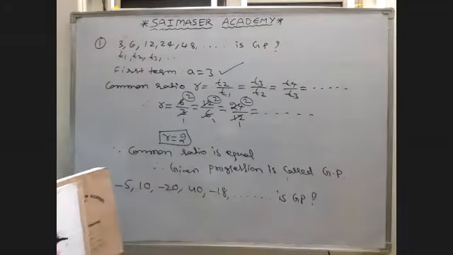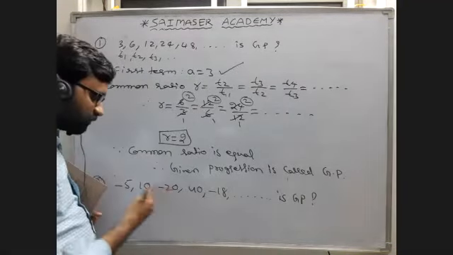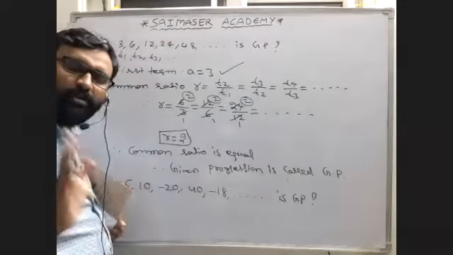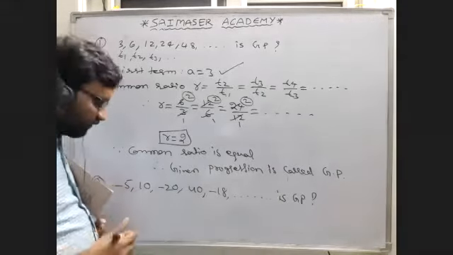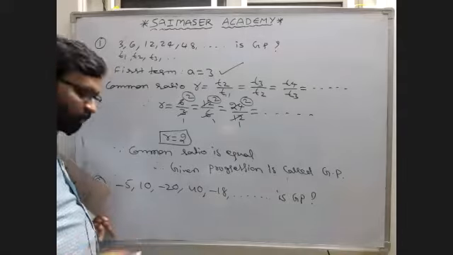Is this a GP? We have to check. This by this, this by this, this by this, this by this should be equal. Then that is called GP. Check once. 10 by -5 will be -2.